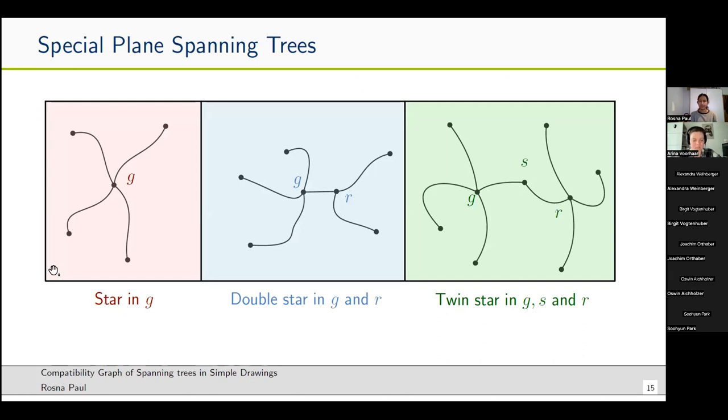So a star is a plane spanning tree. And the next one is a double star. So a double star is like you take a path of length one, and from each of its end vertices, you have a star. So that is a double star. And then the third one is a twin star. So here you take a path of length two, and from the end points of the path, you have trees. So these are the three plane spanning trees which we are considering.